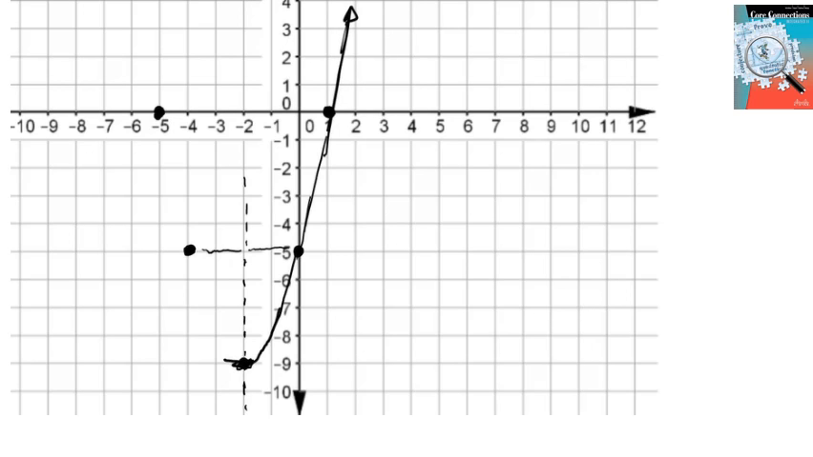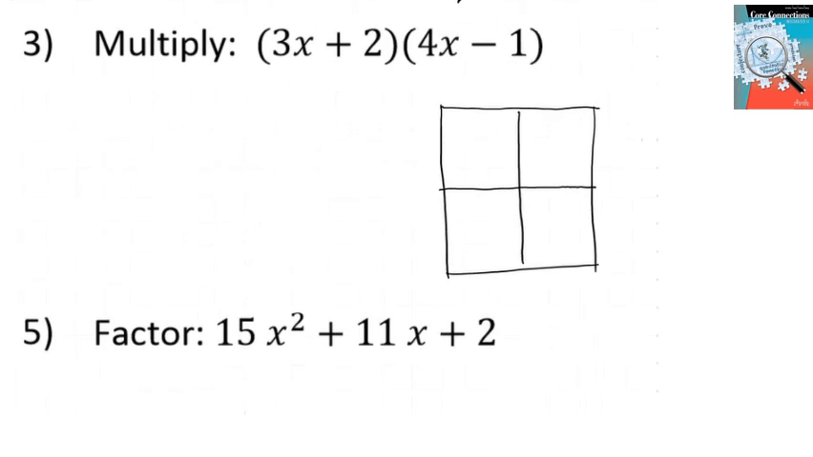And it's kind of important: it's not an absolute value function. These should not be straight lines. They're definitely a curve. So find the product of the binomials 3x plus 2 and 4x minus 1.